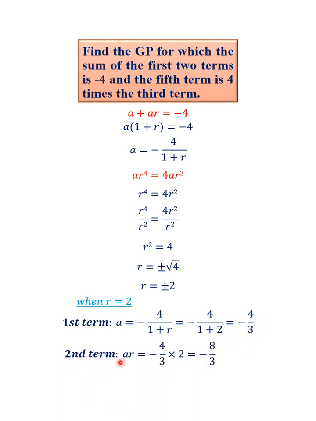The second term we know is AR. AR is the second term in the GP. We have solved for A as minus 4 all over 3, so we have minus 4 all over 3 times R, which is 2, and that gives us minus 8 all over 3. Third term of a GP is AR squared. A is minus 4 all over 3 from what we have solved for, times R squared. 2 squared is 4. 4 times 4 gives us 16 all over 3. There is a negative here, so the answer for the third term is minus 16 all over 3.